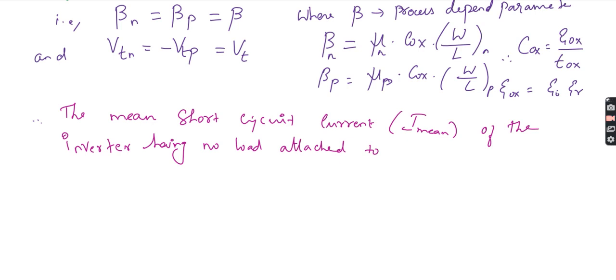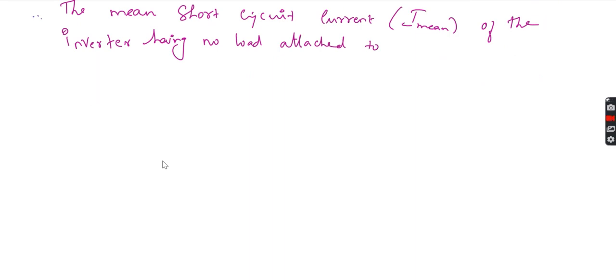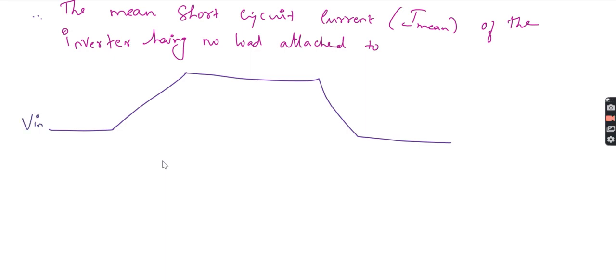Okay, so let me draw the diagram first, the input and output, the transient response of your inverter. Let me draw. First, I will draw the input. This is your input. Okay, then let me draw the output.